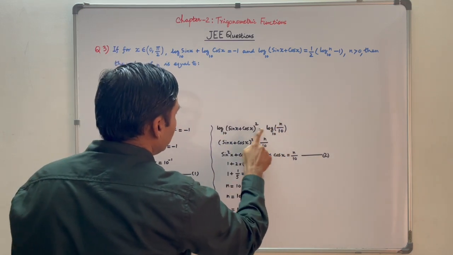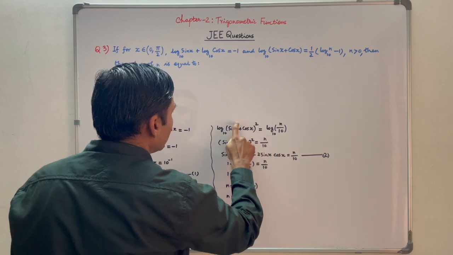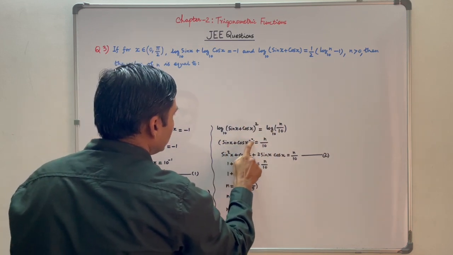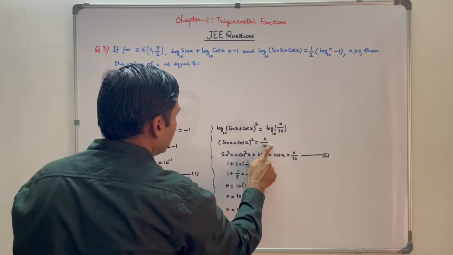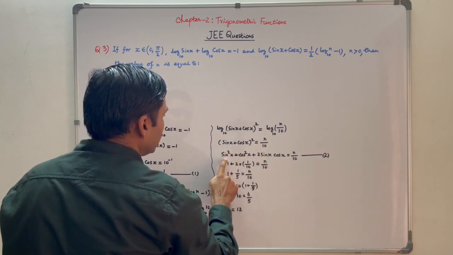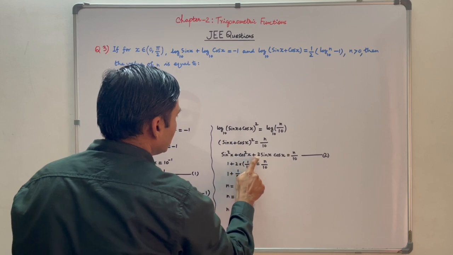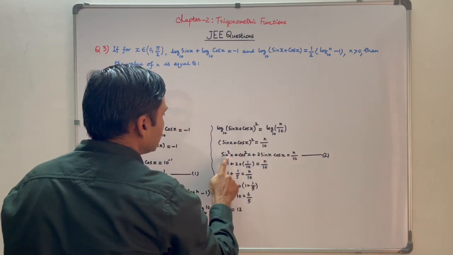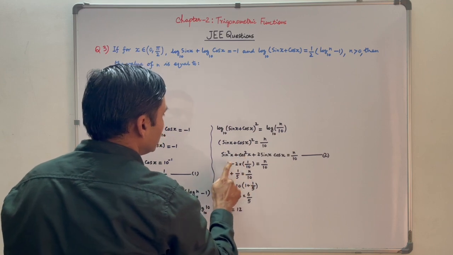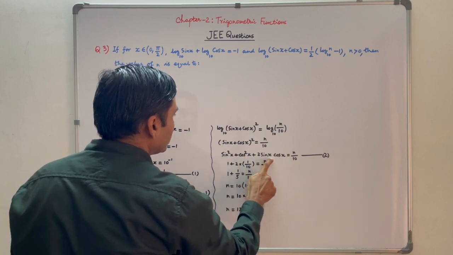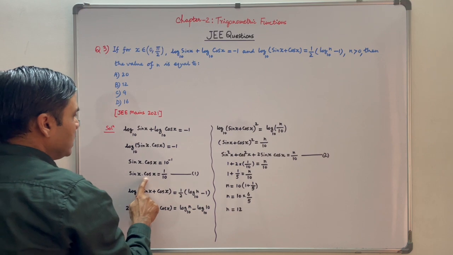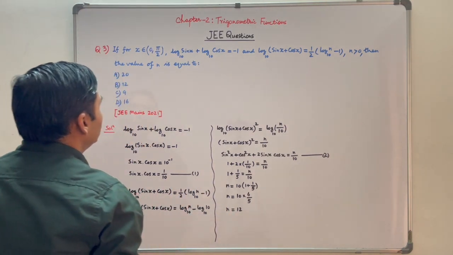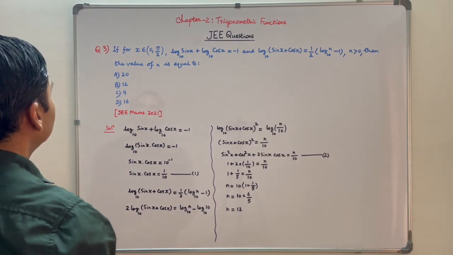Now the bases are the same on both sides, so we can compare expressions. So (sin x plus cos x) whole square is equal to n by 10. This can be expanded as sin square x plus cos square x plus 2 sin x cos x, and that is equal to n by 10. Sin square x plus cos square x is equal to 1, and the value of sin x cos x can be put from here. So n comes out to be equal to 12. So the correct option is option B.